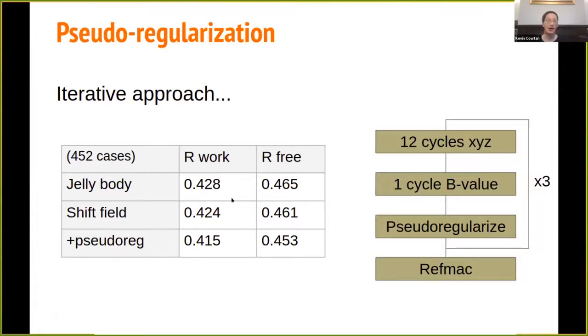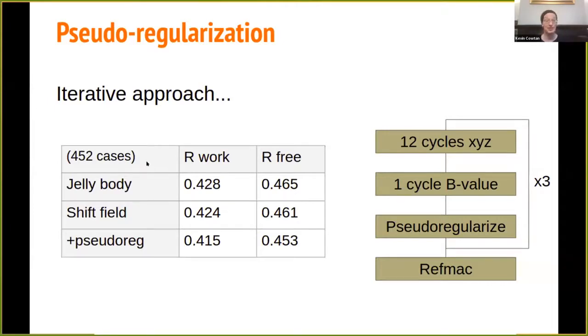So comparing R factors and R free with jelly body, the method as implemented was pretty similar to jelly body, although it was complementary. We saw some cases where jelly body was better and others where shift field was better. But the benefit of shift field was really that it was a lot faster. But there are benefits to using both. If we add the pseudo-regularizer and recycling, then we get about another 1% improvement in R factor and R free when averaged over about 450 test cases.